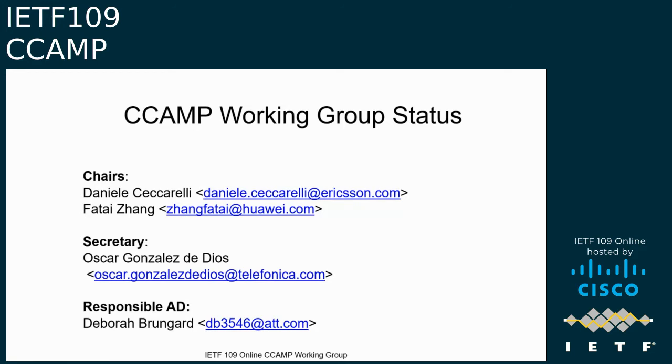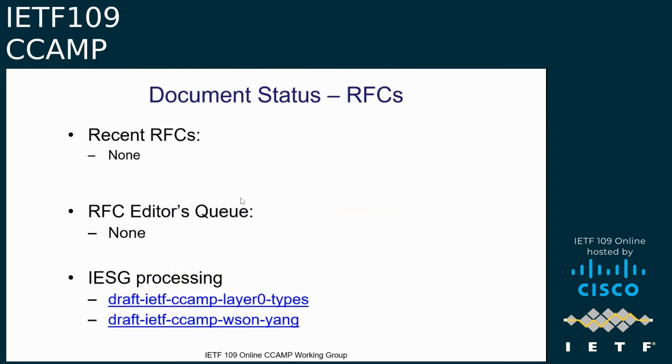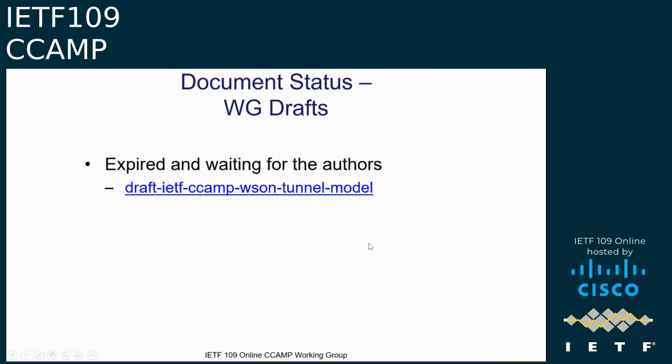Okay, it's for you, Daniele. Thank you. Let's start with a quick recap of the status of the working group. We have two drafts in IESG processing: the layer 0 types and the YANG model for WSON. None are in the editor queue or recently became an RFC. The tunnel model is expired, but I guess the reason is that it is waiting on updates to the YANG types. I don't know if the others would like to add something more about the status of the draft, but I assume it is just waiting on dependencies. Would anyone else like to give us an update?